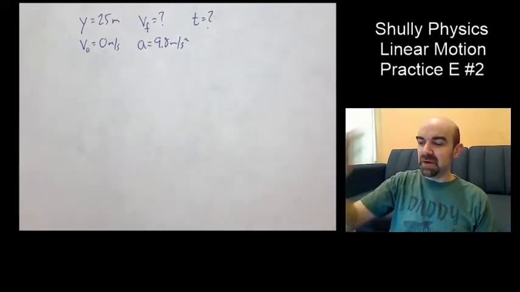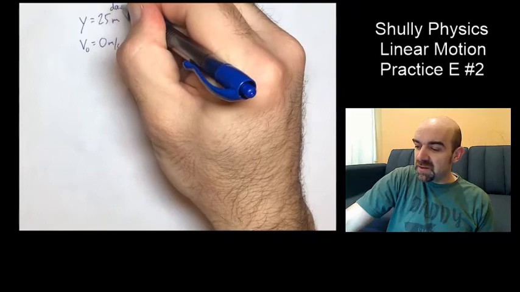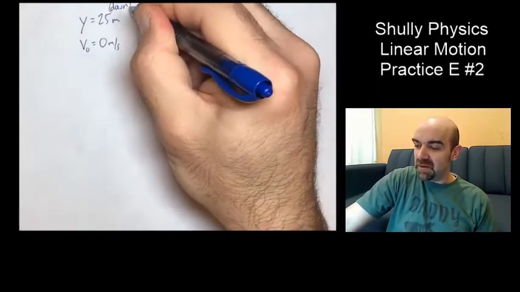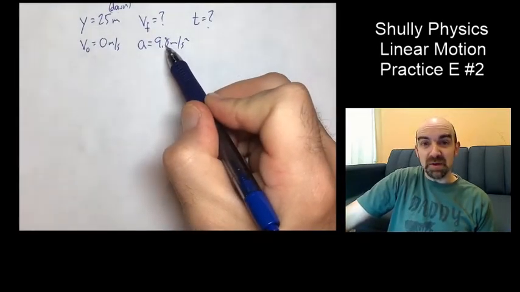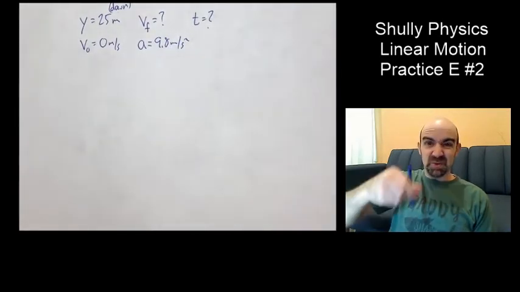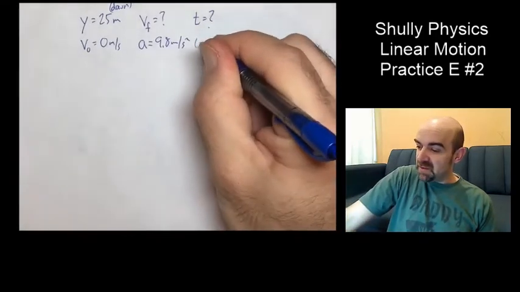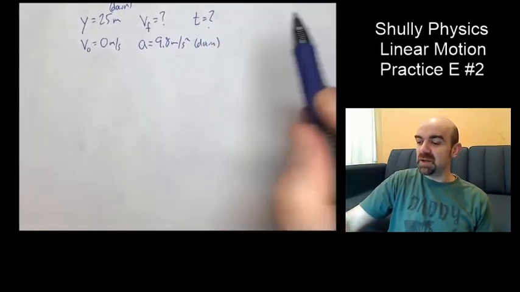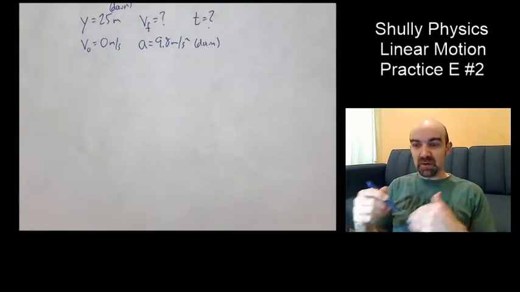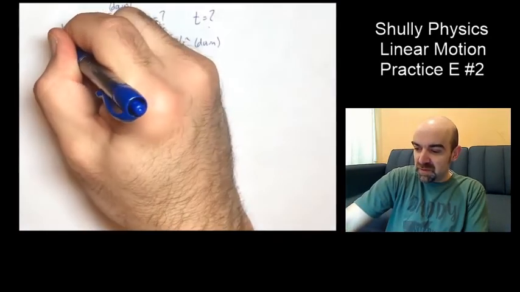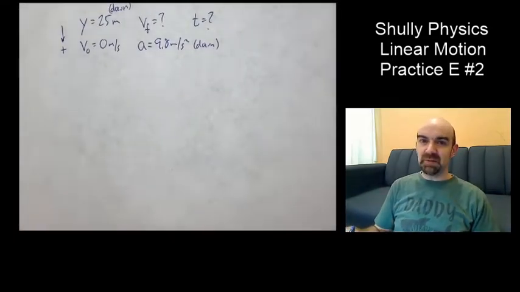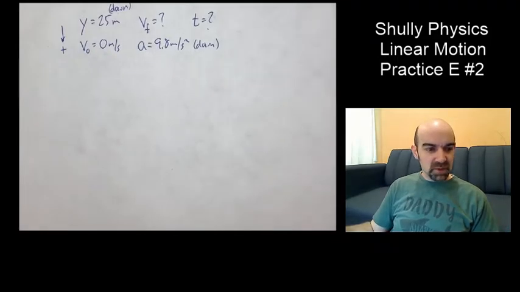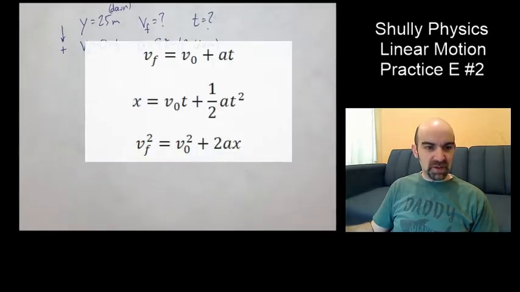Now, a couple things to note here. The y direction, I'm going to call down. It's going to fall down 25 meters. So does the 9.8 meters per second squared agree? Yeah, that's also down. Gravity is down. So because those are both in the same direction, we can call down positive. I'm going to call down my positive direction. So now any numbers that are positive are going to be in the down direction. So are we ready to go here? Equation set. Yes. Let's try out that third equation.